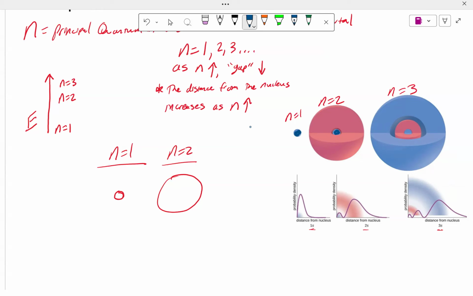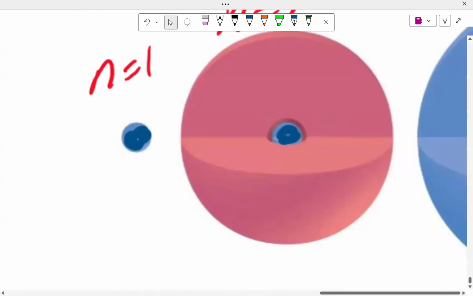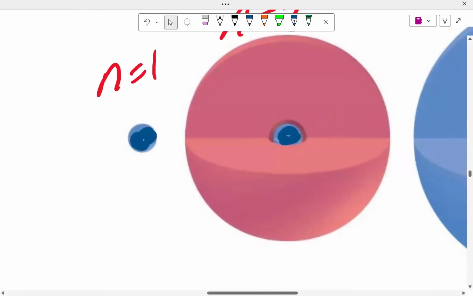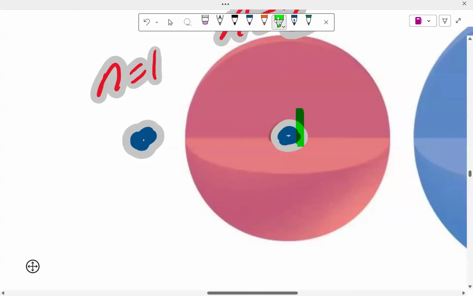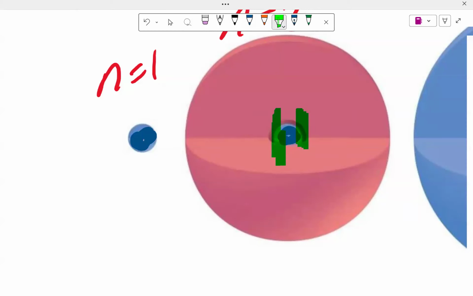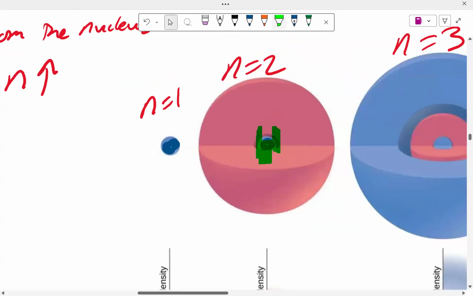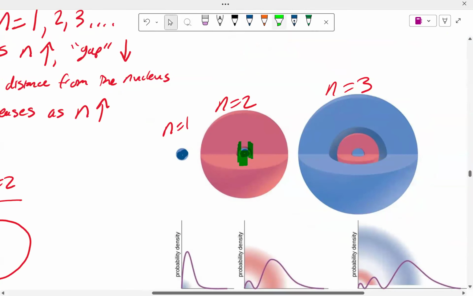Now, one important thing I want to highlight that we didn't see with n equals 1, I'm going to zoom in. Look at this empty space right here, around the blue, right between the blue and the red. That empty space is known as a node. And a node is a region where you will not find the electron at all. Definitely will not find it.